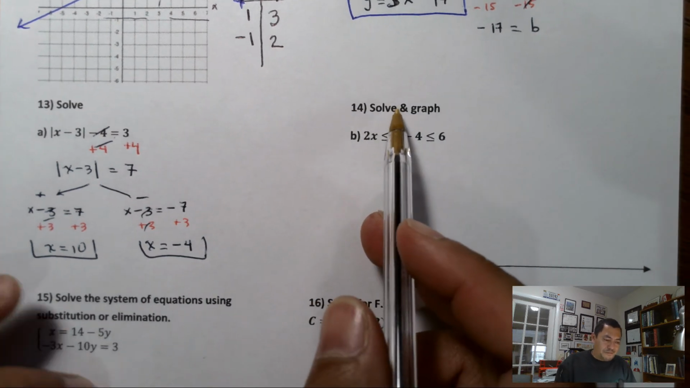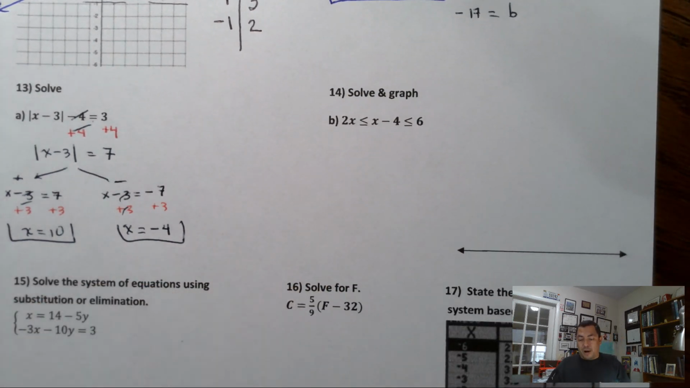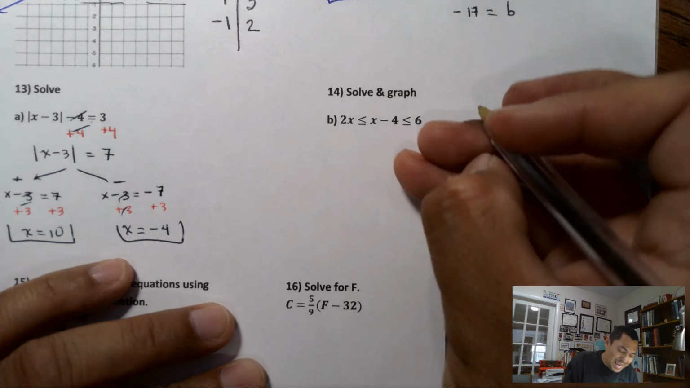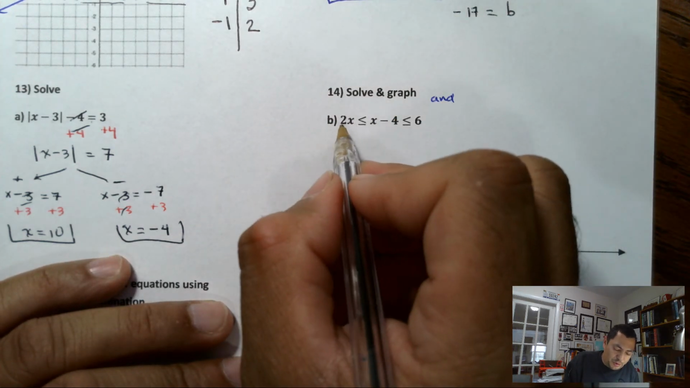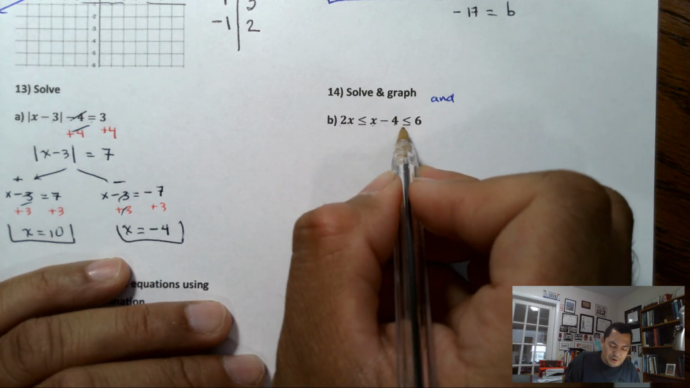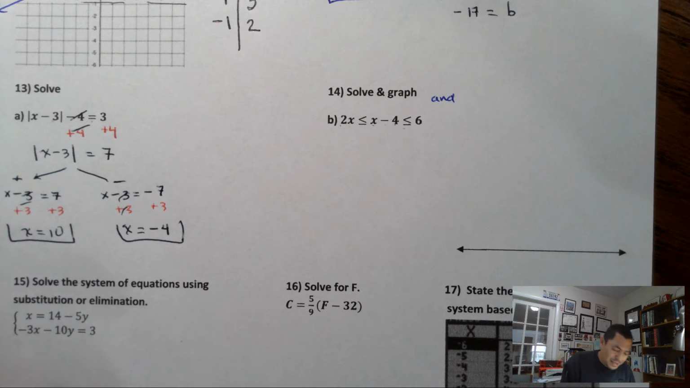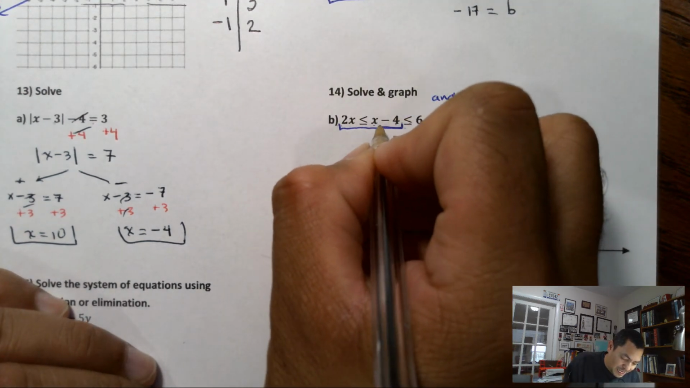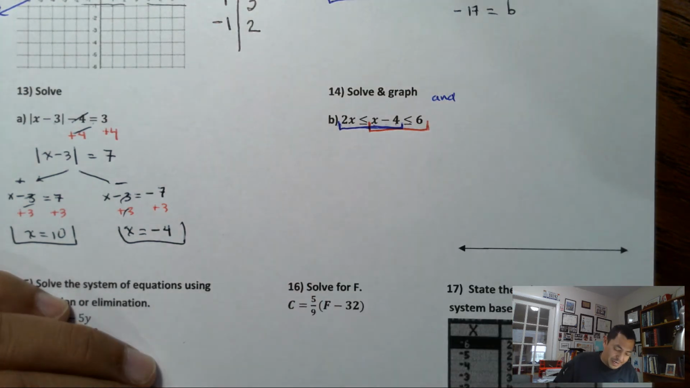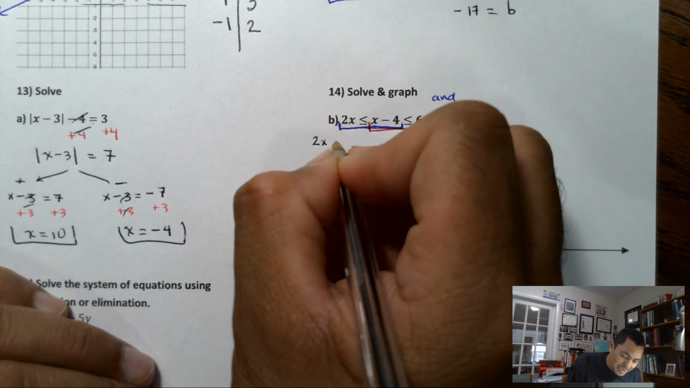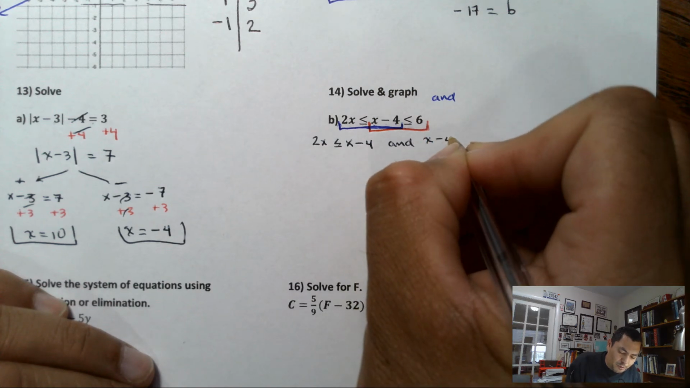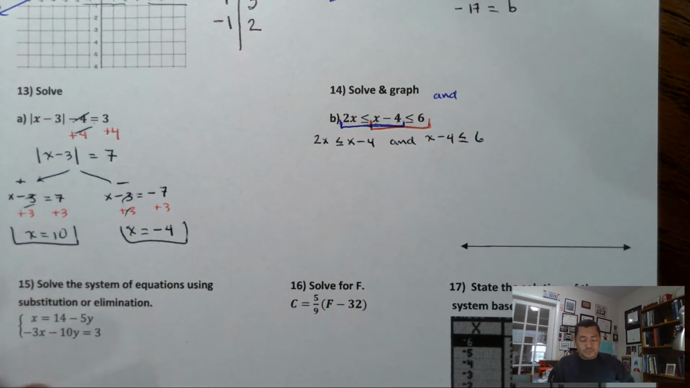Solve and graph. So I have a compound inequality. If I have this style of compound inequality, it's an AND inequality, because I have 2x less than or equal to x minus 4 and x minus 4 is less than or equal to 6. I'm going to split it, so this is my first inequality and this is my second inequality. So I have 2x is less than or equal to x minus 4 and x minus 4 is less than or equal to 6. Let's solve.